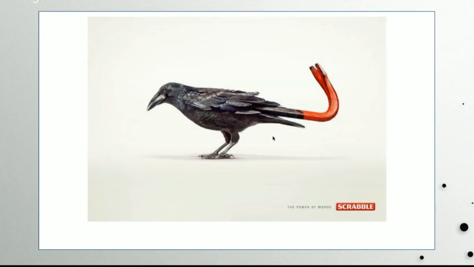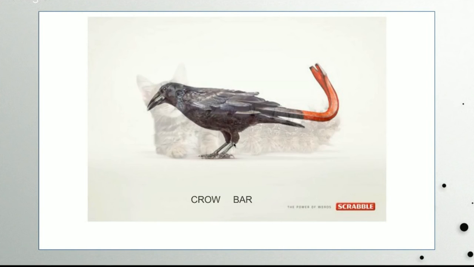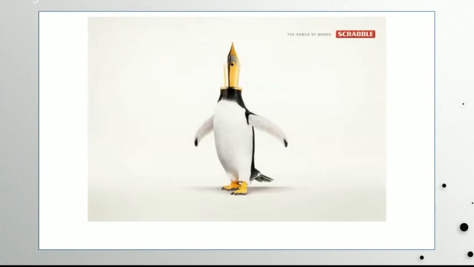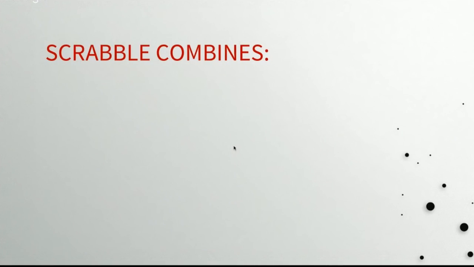They're really clever little visual ideas, and this one obviously crow and bar put together, which is something that you would do in the game of Scrabble to extend a word to get points. And this one's particularly disturbing. There's something about those spiky bits on that kitten where we change cat into caterpillar and pen into penguin. Really clever stuff, and it's the sort of thing that if you come across it in a magazine, it's hard not to look at it and really wonder what you've come across.